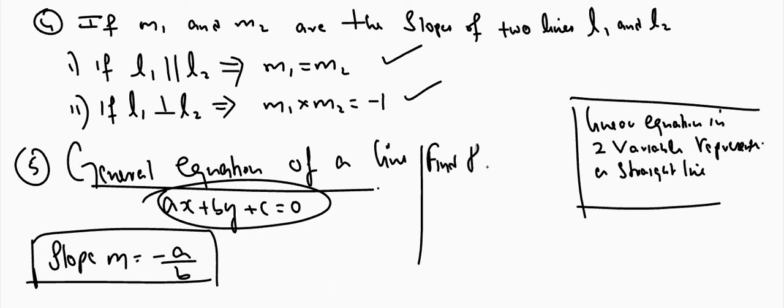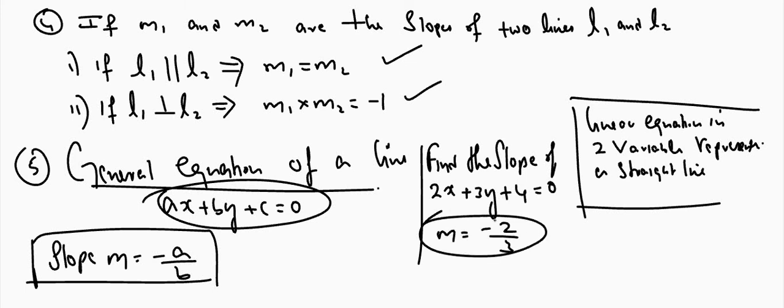And if the general equation of a line is given, then find the slope. The problem will be like that: find the slope of 2x plus 3y plus 4 equal to 0. What will be the slope? m is equal to minus 2 by 3, that is, minus the coefficient of x divided by the coefficient of y.